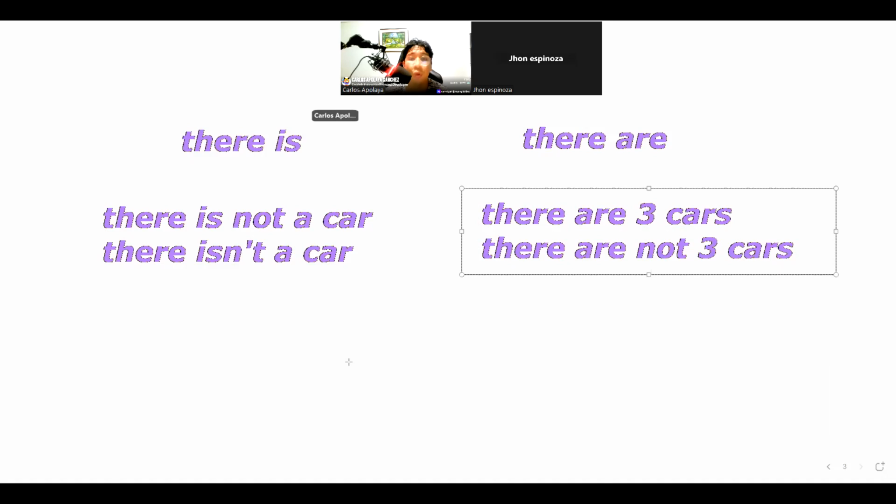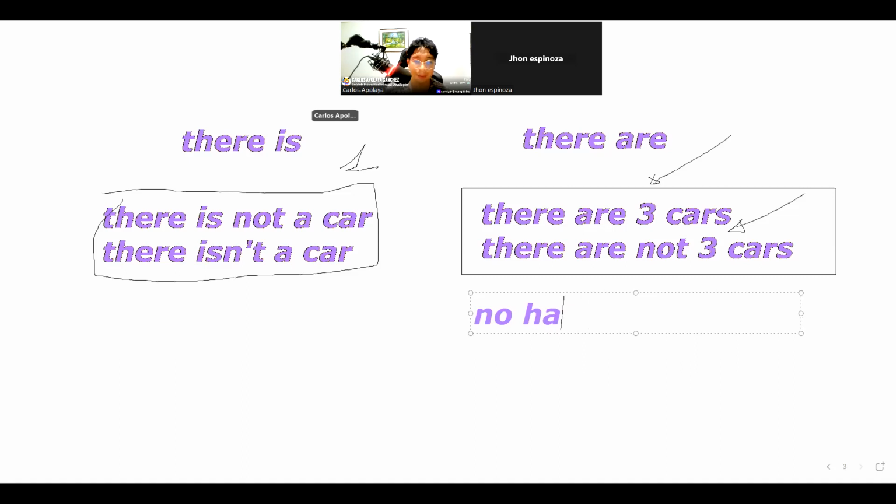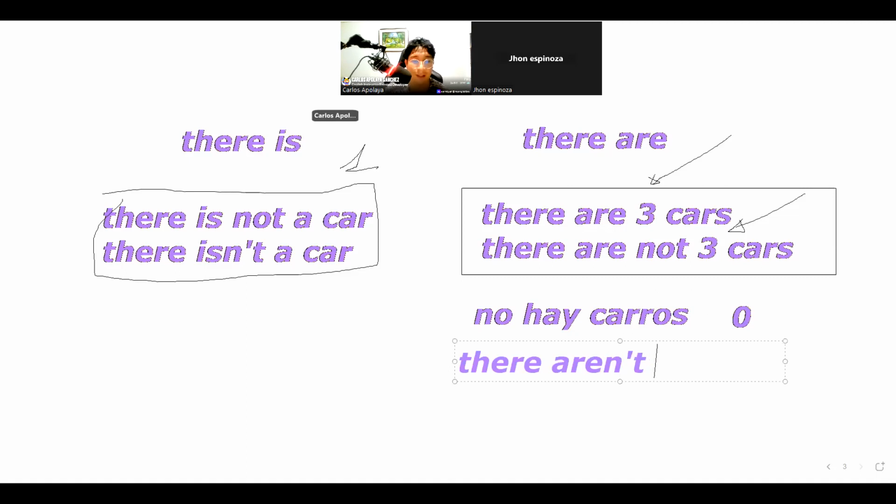Do you know the number of cars? Yes, there are three, or there are not three. In this case, do you know the number? Of course, because there is one car. But what happens when you want to say no hay carros? Do you know the number? Yes, zero. Zero.